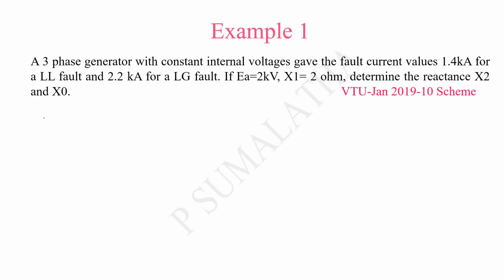A three-phase generator with constant internal voltages gave the fault current values as 1.4 kA for a line-to-line fault and 2.2 kA for the line-to-ground fault. If the source voltage is given as 2000 volts and x1 is equal to 2 ohms, determine the reactances x2 and x0 values. We don't have any fault impedance here.